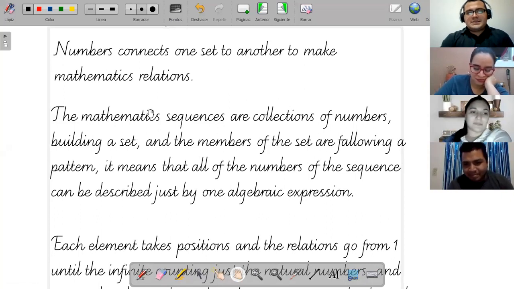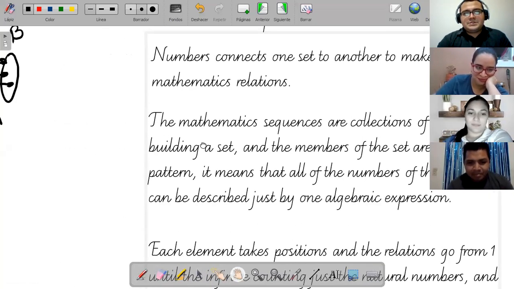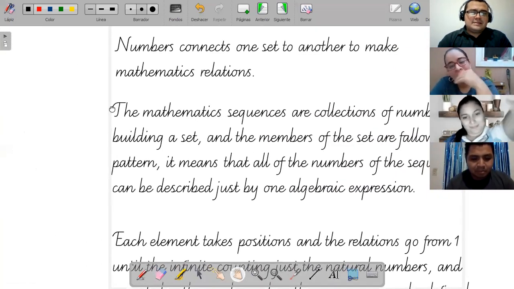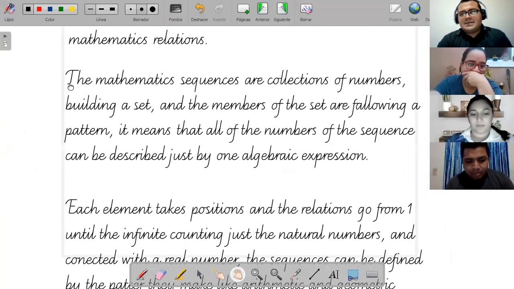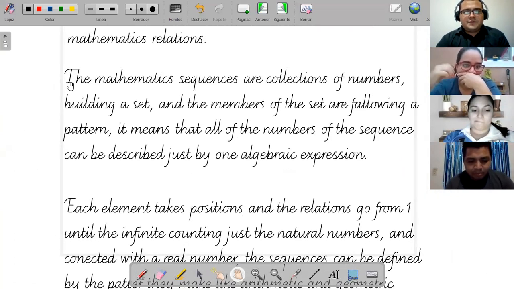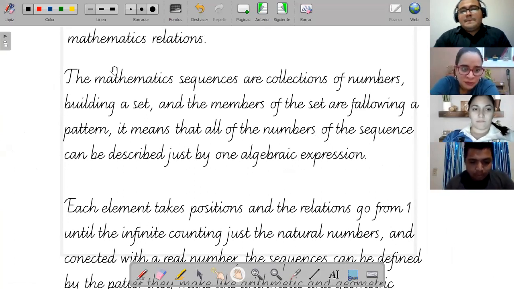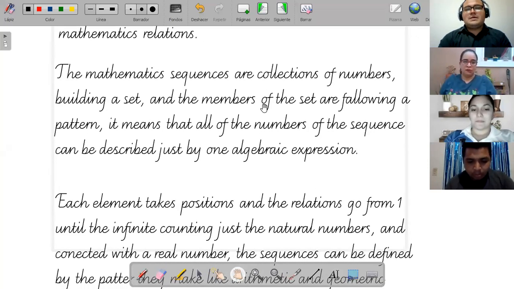Okay, yeah, then you can use this as a resource, right? So I already talked about the numbers, I already talked about the relation they make, and let's continue talking about the mathematic sequences. So what are mathematic sequences? At the end, they are a collection of numbers, building a set of numbers, of course, understanding that this set of numbers is infinite, never ends. And the members of the set follow a pattern. Each of the members will be following a pattern. It means that all the numbers of the sequence can be described by an algebraic expression.